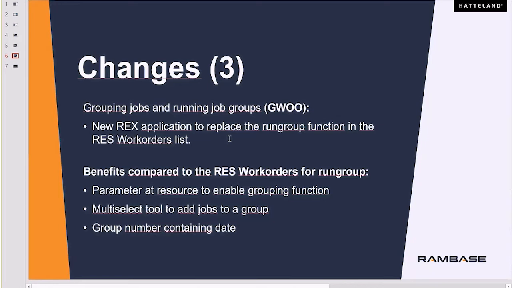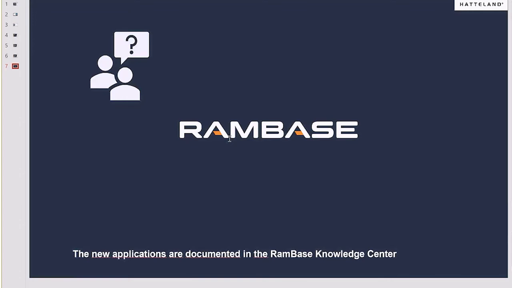you have to flag the resources that you enable for this function. So it's not selectable on all the resources, as it should not be. There's a multi-select tool to add jobs to a group, and there's a new group numbering that is better than the old one. So this new application will of course be documented in the RAMBase Knowledge Center. So now I'm going over to run an online demo.